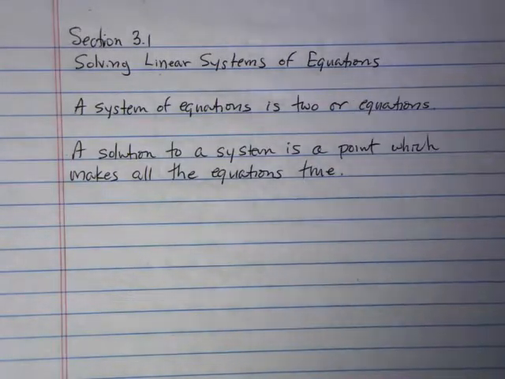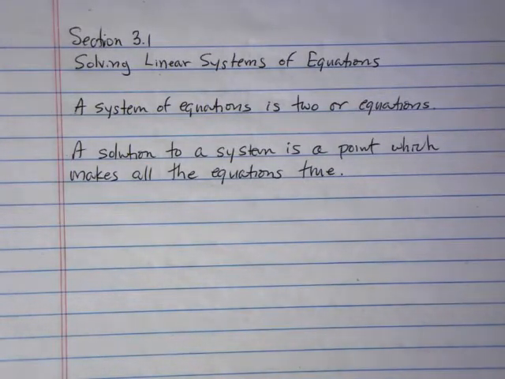Section 3.1, we're going to look at solving linear systems of equations. So a couple quick definitions. A system of equations is simply two or more equations. That's all it is. So we might have two equations with two variables. Later on in this course we'll have three equations with three variables. We'll see how to do those. A solution to a system is a point which makes all the equations true.